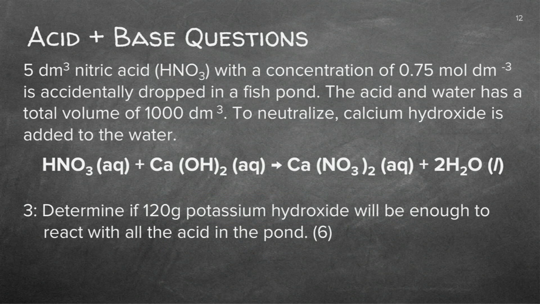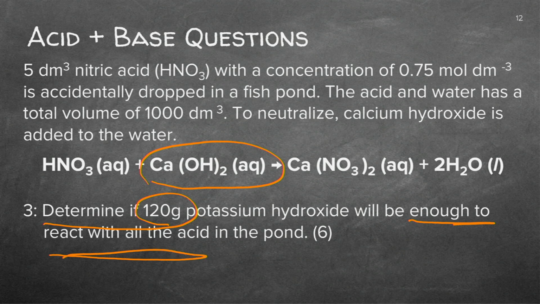In a third question, determine if 120 grams potassium hydroxide will be enough to react with the acid in the pool. So what they're asking me is to determine if that's enough to neutralize. Do you see here? I've got a balanced reaction. I need to know if 120 grams will be enough. Now, there's 2 ways to go about it. I'm firstly going to do the easy way. Let's determine the concentration of the acid.